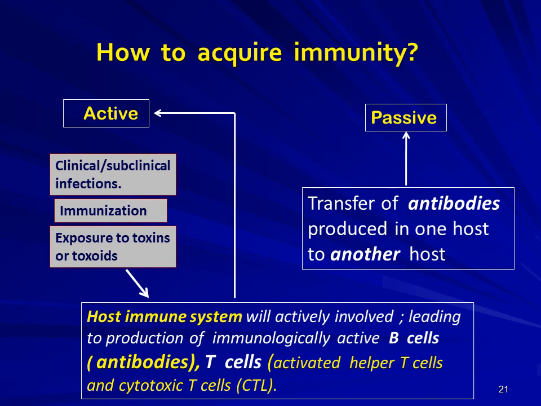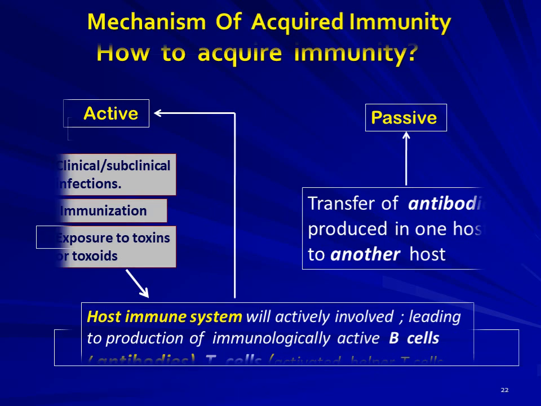Another type of acquired immunity is passive, where the immune system won't play any role. The antibodies which are produced in another host are transferred into the recipient who is in need. So this kind of passive immunity is also acquired, not natural.